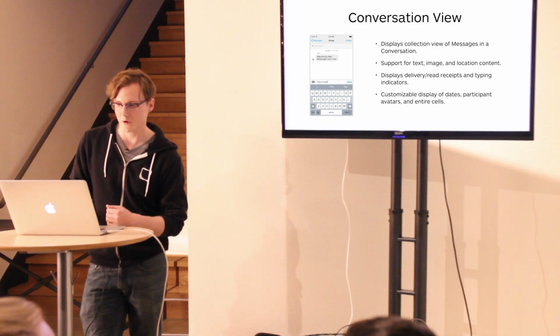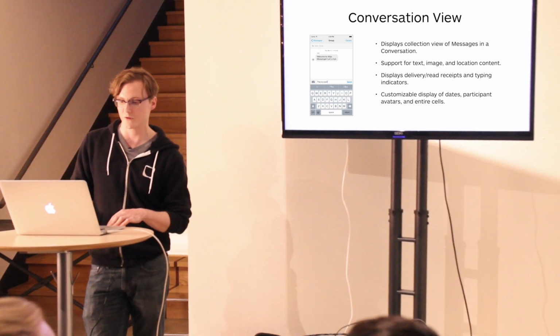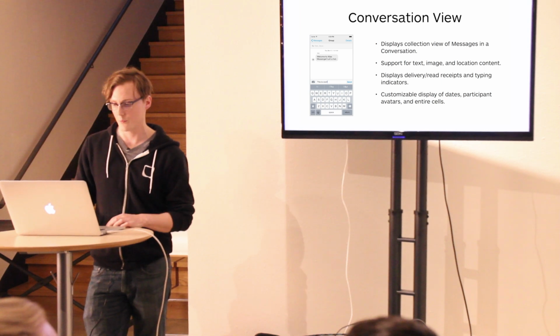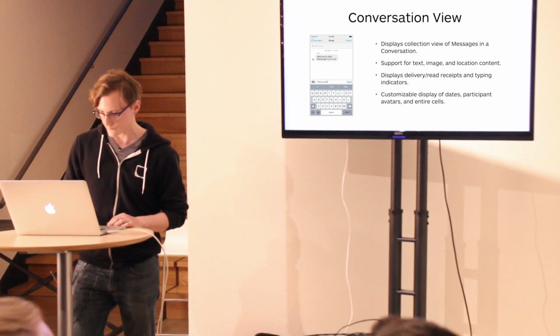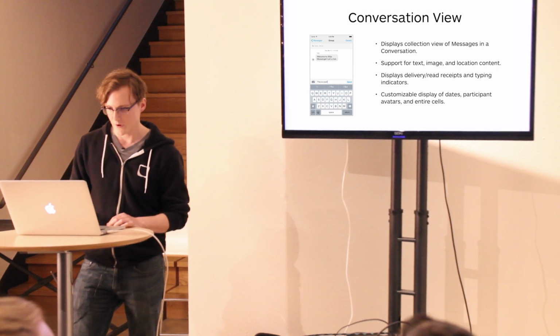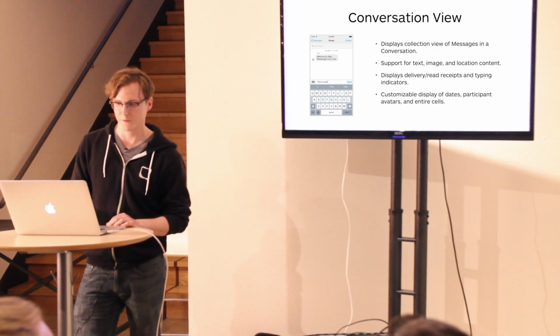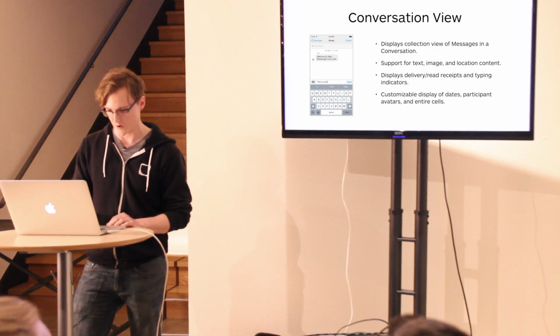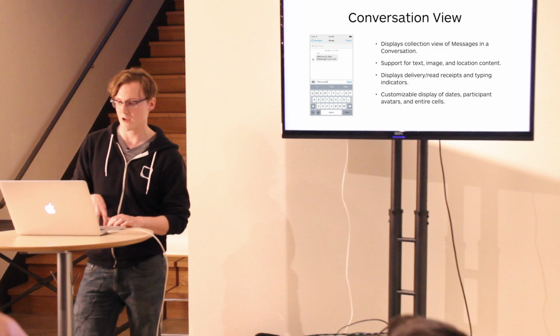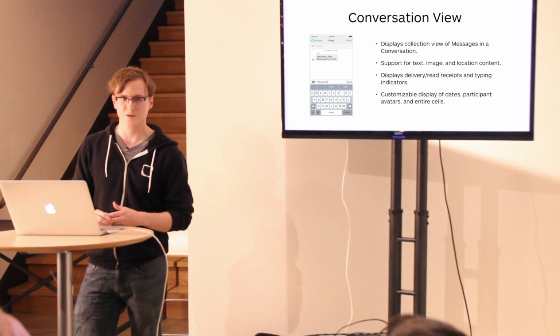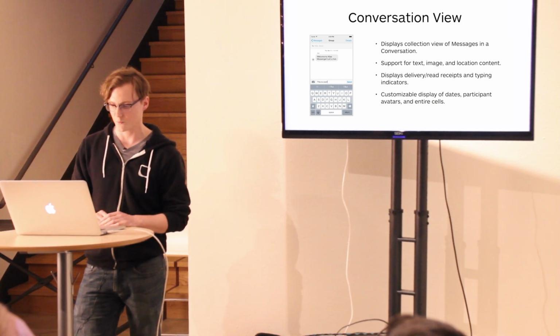Next, we currently support text, image, and location content. We'll talk a little bit about this in a minute when we get to the content objects. Next, it has integrated support for delivery and read receipts and typing indicators. Modern messaging apps like Facebook Messenger and WhatsApp have trained users to expect these kind of features, so we just bake the support right in.